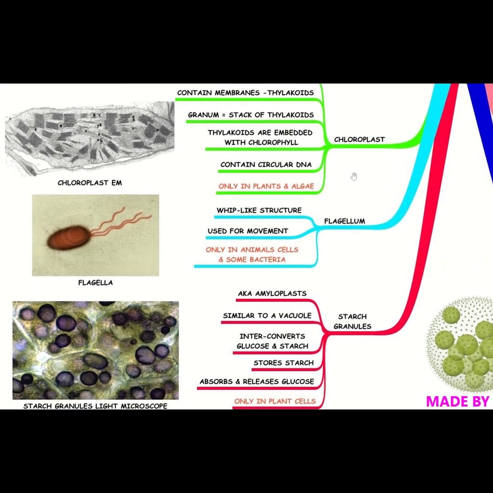Then we've got flagellum, which is singular, and flagella is plural. It's a whip-like structure used for movement and is found in some animal cells and some bacterial cells, but not plant cells, because plant cells don't move.